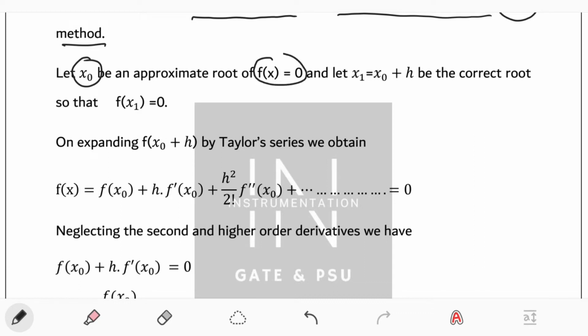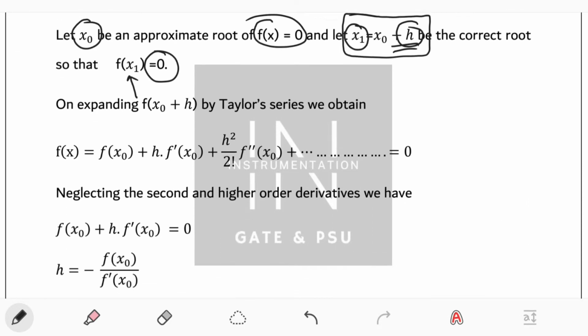Here f of x is a function of x, x1 is the exact root, and this h is the correction factor. Like in the x naught, which we have assumed as the initial value of the root, there is some correction factor which is h. So this total quantity is the exact root of the given equation. If x1 is the root of the given equation, obviously it will satisfy the equality with 0. So when you expand f of x naught plus h by means of the Taylor series, you will get this expression. This I have written directly from the Taylor series expansion.